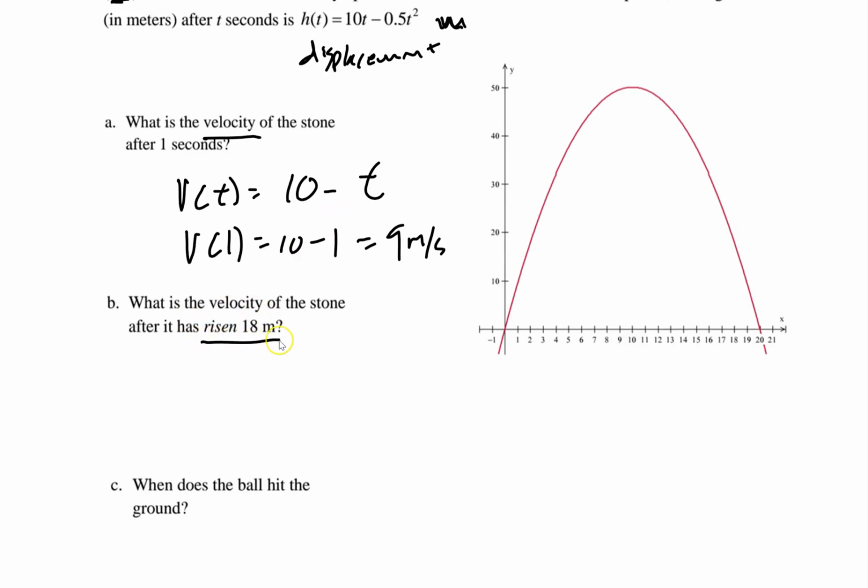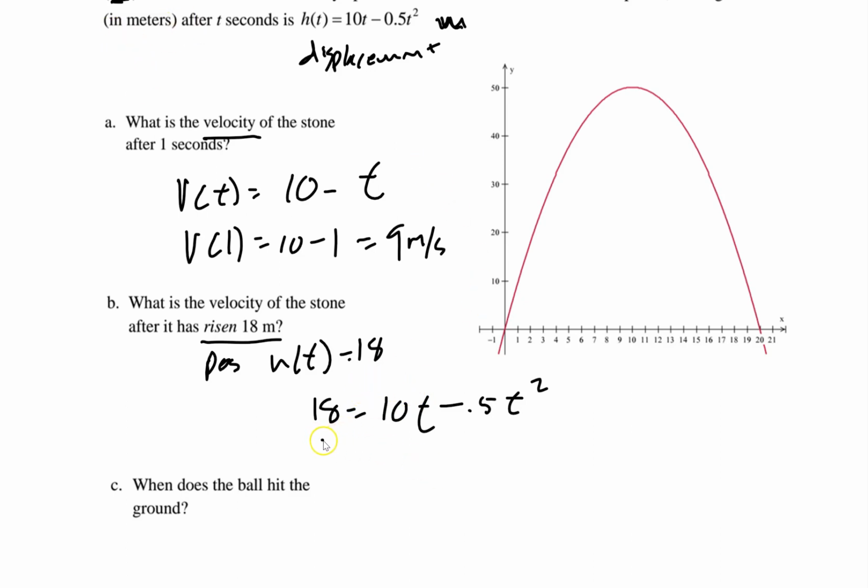So risen 18 meters, that's a position thing. They're saying the position, h of t in this case, equals 18 meters. So I've got to solve that first. I've got to go 18 equals 10t minus 0.5 t squared. Now, there's a couple ways to solve this. You could try to set it equal to 0 and then factor, complete the square, or use the quadratic formula.